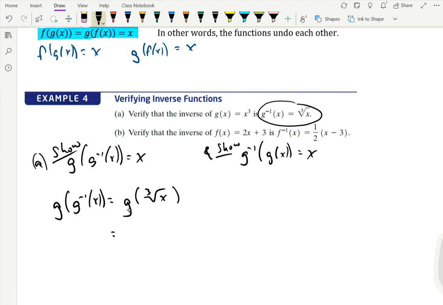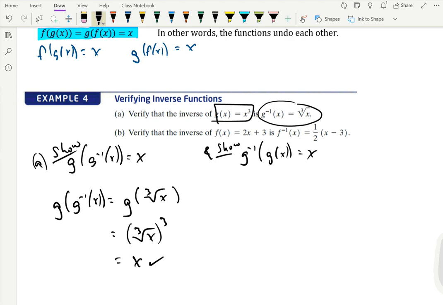Now I want to apply the g function to this input. So what does the g function say? Well, the g function was x cubed, so my input cubed. So I'm going to end up with the cube root of x. That's my input. And then my g function says whatever the input is, cube it. So if I have the cube of the cube root, the root and the power cancel, and I'm left back with x. So I've shown it one way.